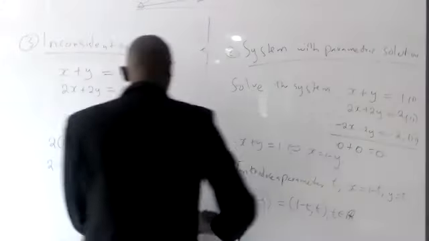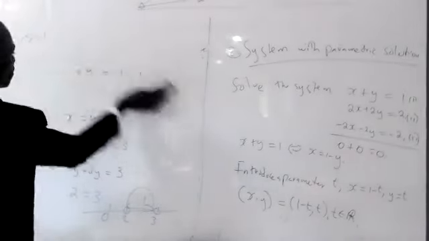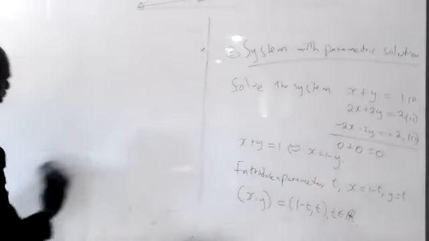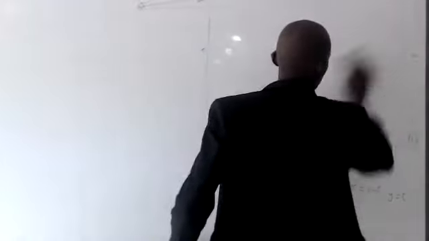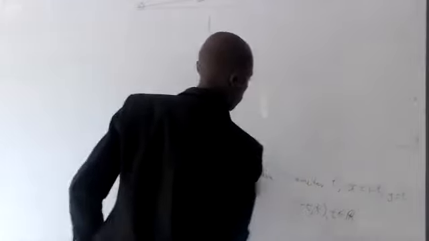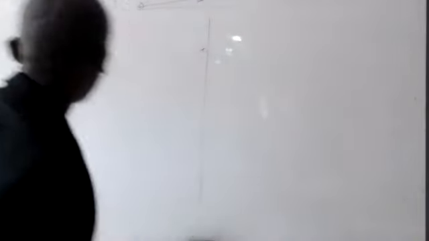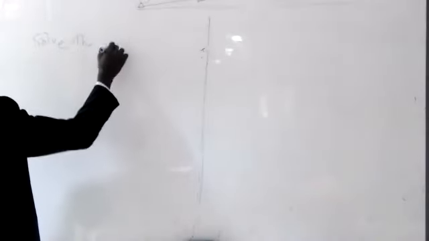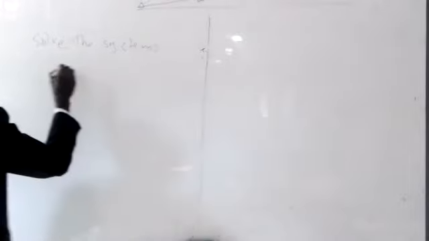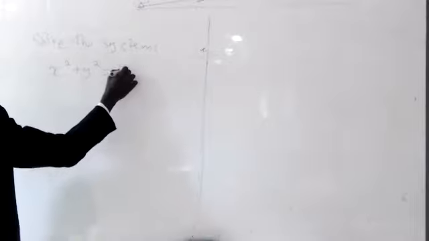Okay. The third method is called, before the third method, because we have done quadratic equations, I want to give you a system in which one of the equations is quadratic and one is linear. Solve the system. x squared plus y squared is equal to 4.